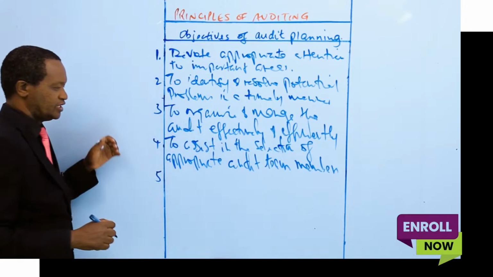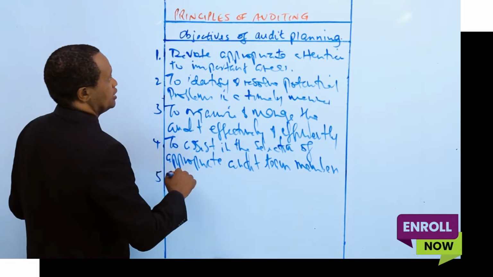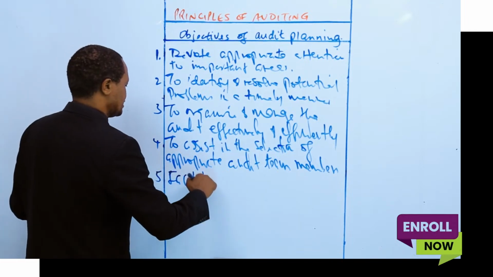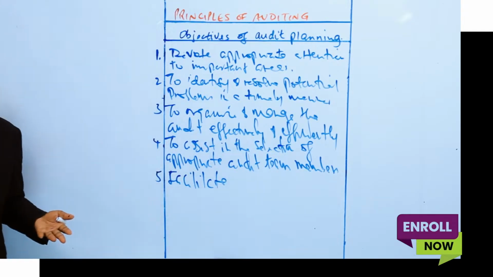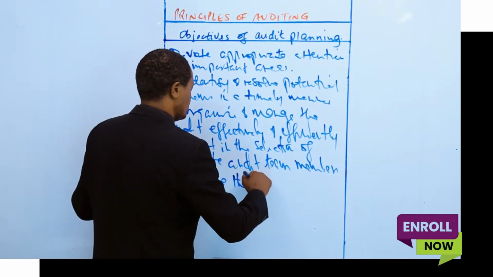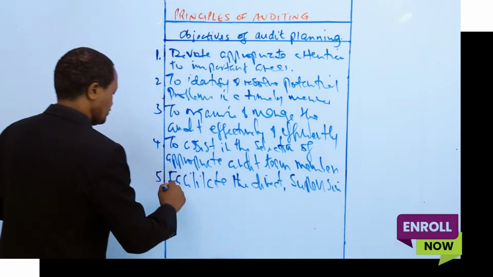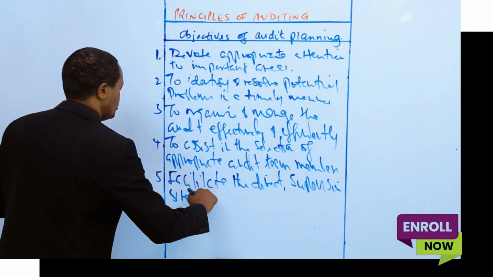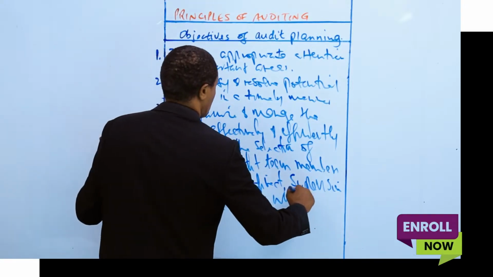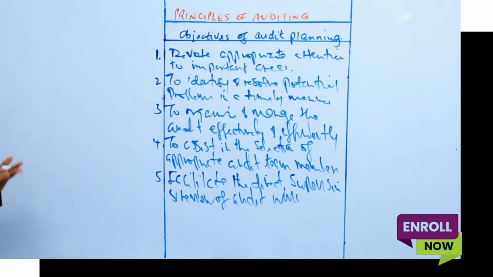Objective number 5 is in relation to supervision and review of work. An audit plan can facilitate the direction, supervision, and review of audit work. And how does an audit plan facilitate the direction, supervision, and review of audit work?